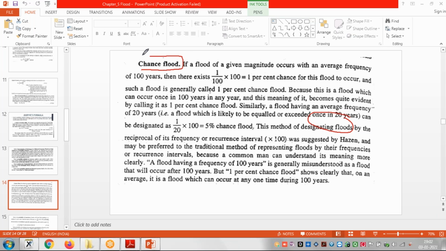Chances of flood means what? If a flood of a given magnitude occurs with an average frequency of 100 years, then there exists 1/100, which is a 1% chance for this flood. Means if a flood comes after say 100 years, its chance is only 1%, right? So this 1% is its probability. If T is 100 years, after 100 years it can be repeated, and the probability is only 1%.